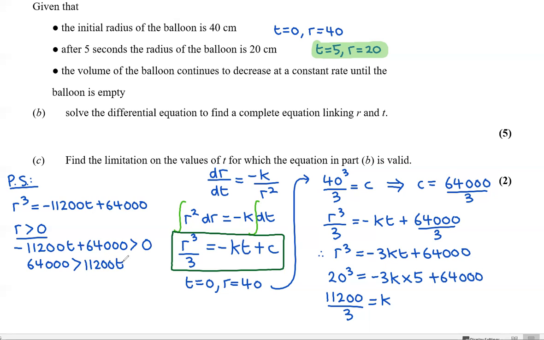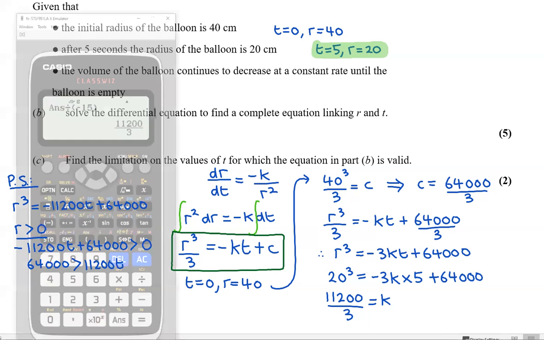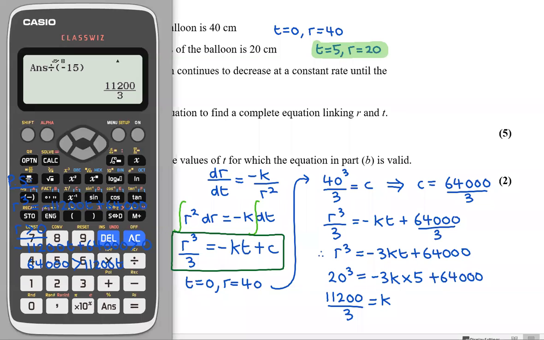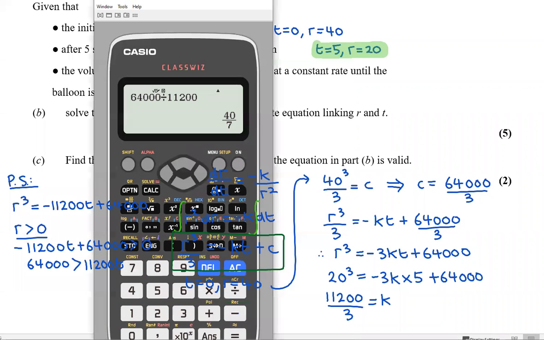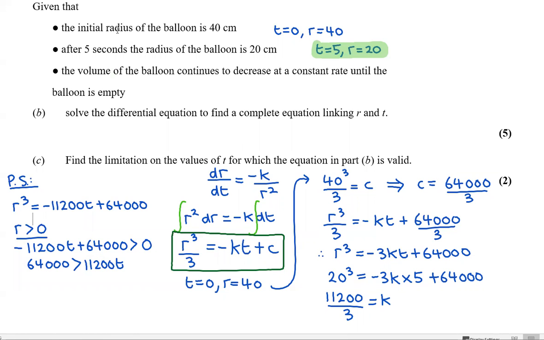And if we divide through, I'm just going to move this out of the way a little bit. So let's cancel, and then we do 64,000 divided by 11,200, which gives us t is less than 40 over 7. And it's not letting me move it for some reason. There we go. So that's 40 over 7.